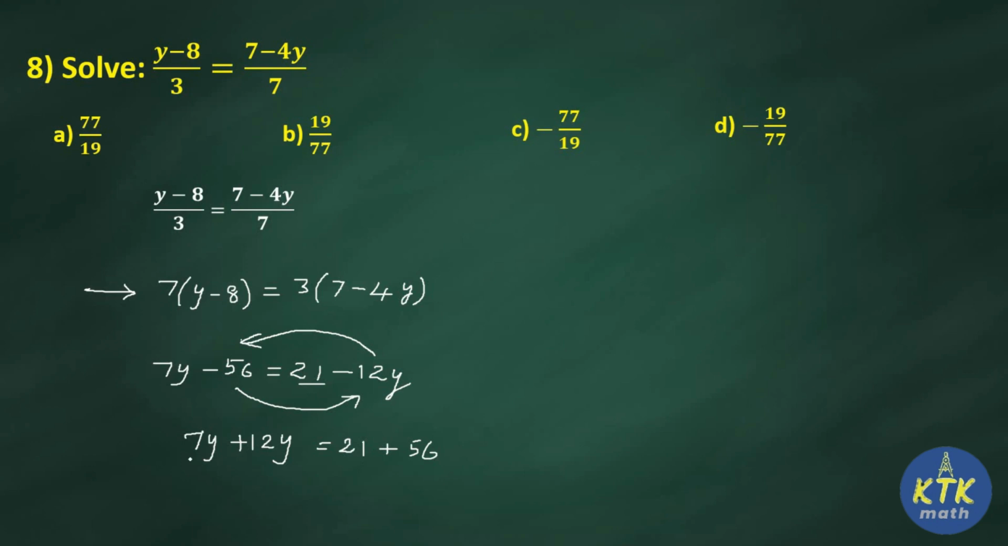Okay, so 7y plus 12y, what is 12 plus 7? Good, 19y is equal to 21 plus 56, which is 77. That's all. Almost we arrived at the answer. So the answer is 77 by 19. See, initially the sum may look like a tough one, but once you start solving it will be very easy. Clear? So the answer is option A, 77 by 19.